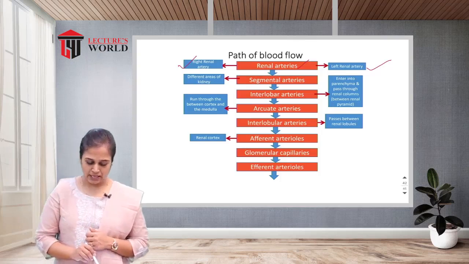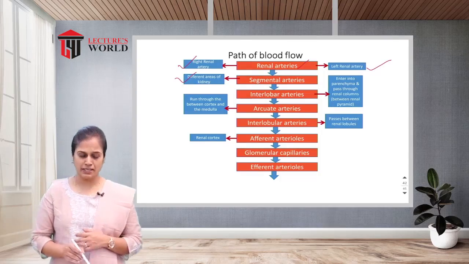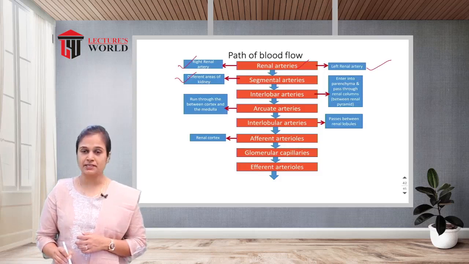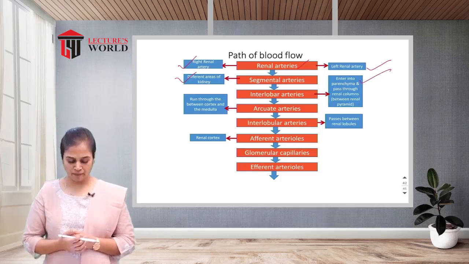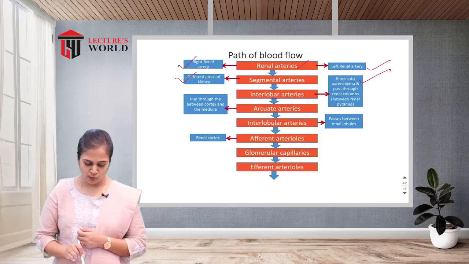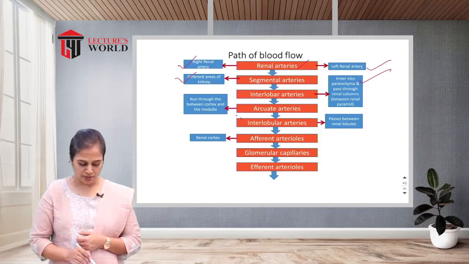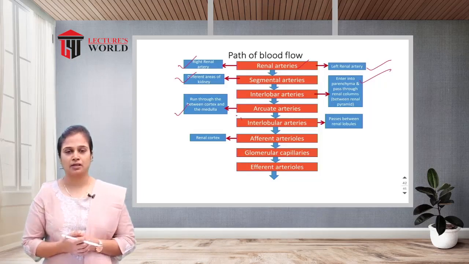Segmental arteries supply the different areas of the kidney, and from the segmental arteries come the interlobar arteries, which enter into the parenchyma and pass through the renal columns. We know the renal columns are the space between the renal pyramids. From the interlobar arteries it becomes the arcuate artery. This arcuate artery runs between the cortex and the medulla.